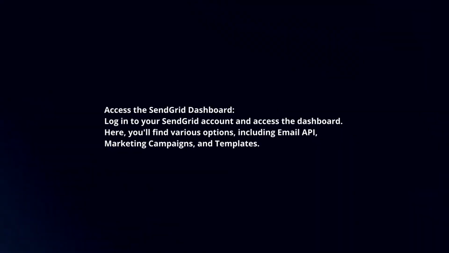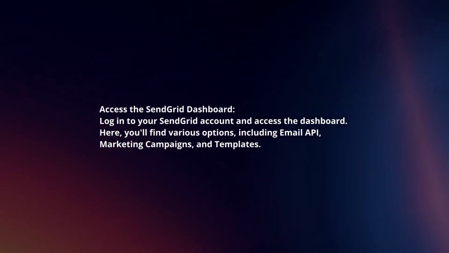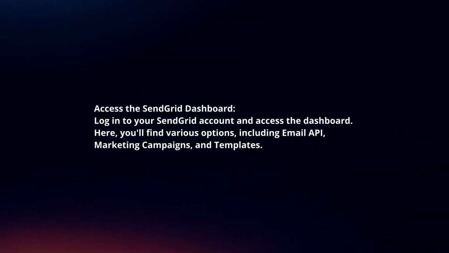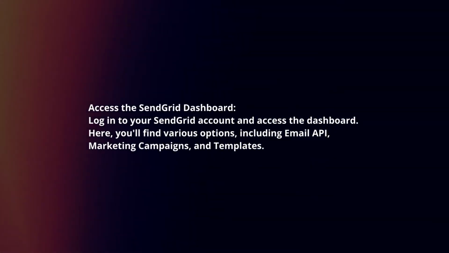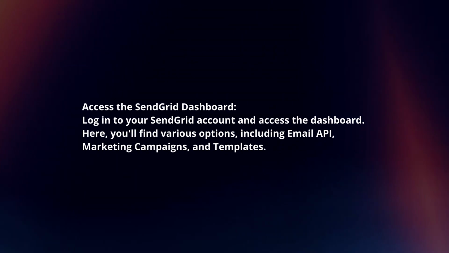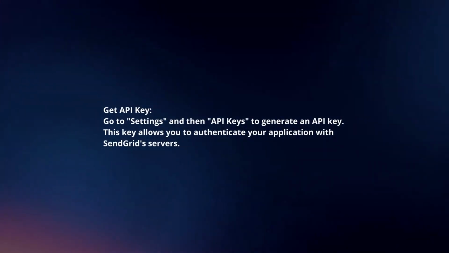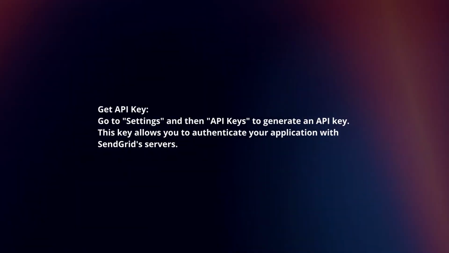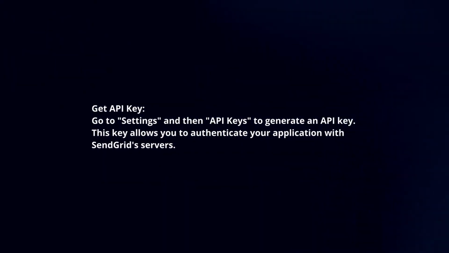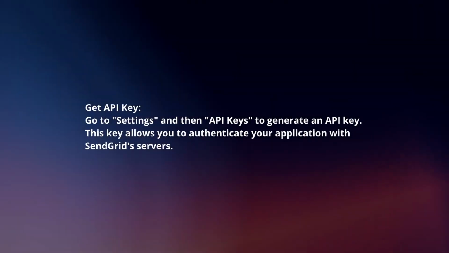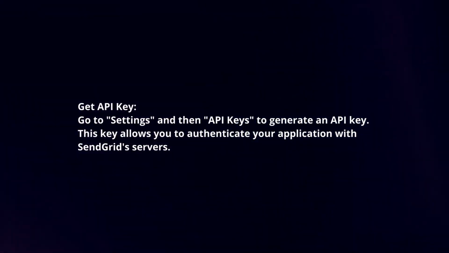Access the Sendgrid dashboard. Log into your Sendgrid account and access the dashboard. Here you will find various options including email API, marketing campaigns, and templates. Get API key. Go to settings and then API keys to generate an API key. This key allows you to authenticate your application with Sendgrid servers.